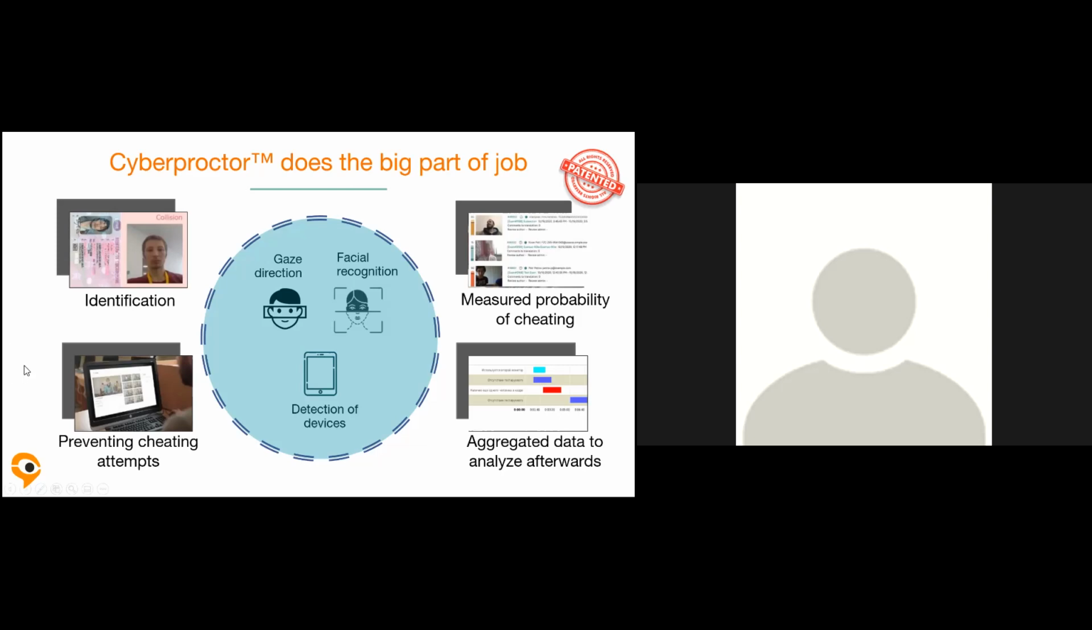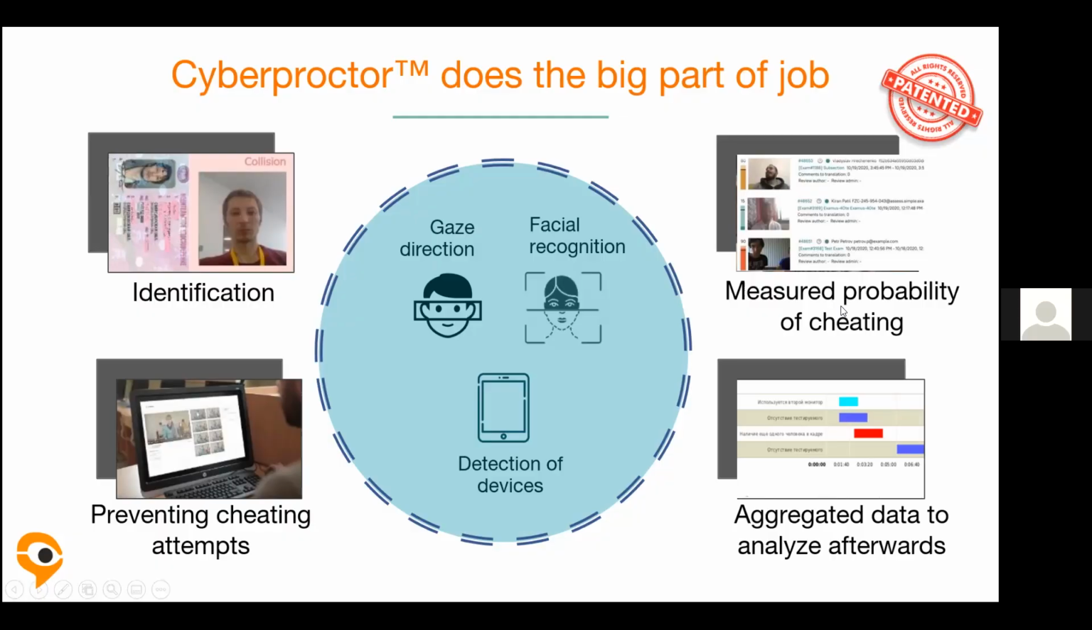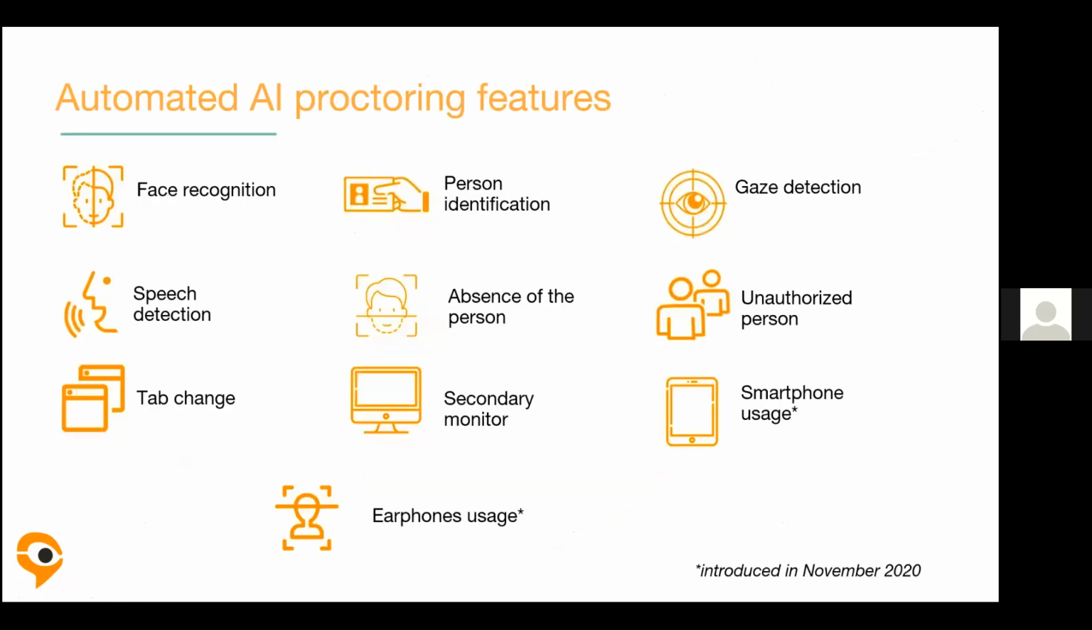The AI is also used to prevent cheating attempts. Just in a while, I'll deal with it in particular. It can be used to aggregate data that the human proctor, the human invigilator, can revisit and review after the exam. And it is also used to measure the probability of cheating, which is basically what our solution works well for. So in terms of the AI proctoring features, here is what it can detect.